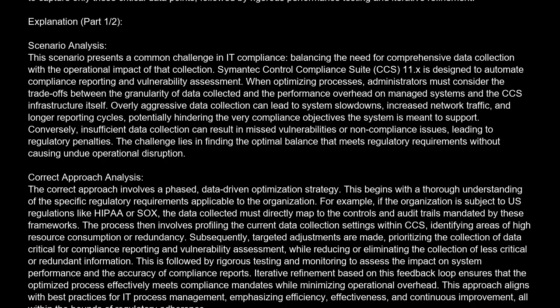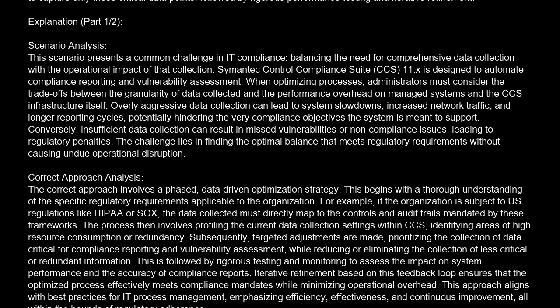Correct approach analysis. The correct approach involves a phased, data-driven optimization strategy. This begins with a thorough understanding of the specific regulatory requirements applicable to the organization. For example, if the organization is subject to U.S. regulations like HIPAA or SOX, the data collected must directly map to the controls and audit trails mandated by these frameworks. The process then involves profiling the current data collection settings within CCS, identifying areas of high resource consumption or redundancy.